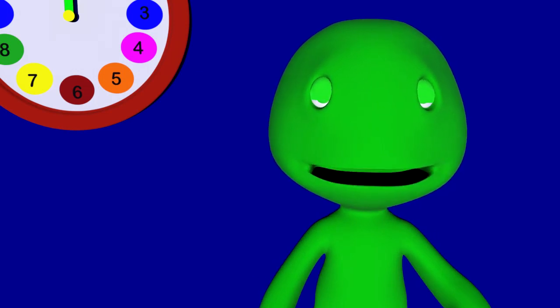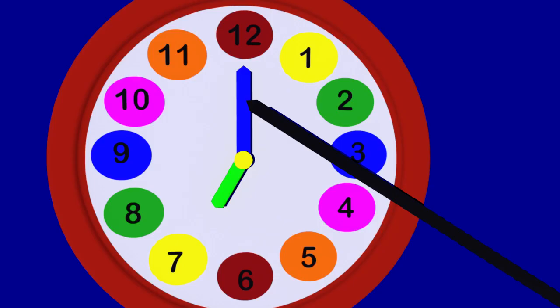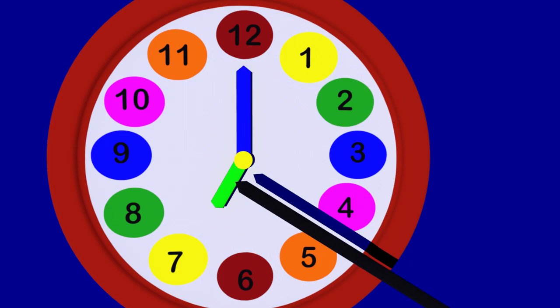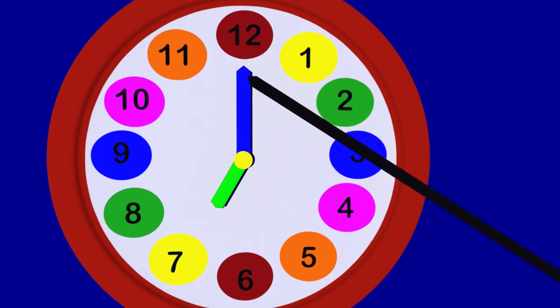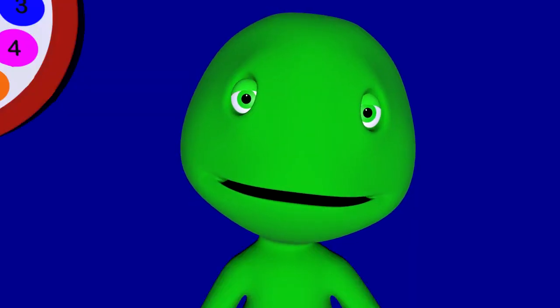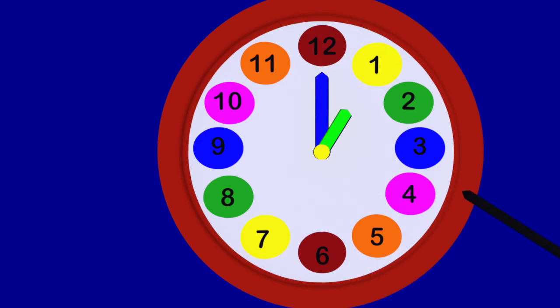Today we are going to learn the analog clock. This is the long hand, and this is the small hand. When the long hand points to 12, and the small hand points to one of the other numbers, then it is a full hour. Here we can see that it is 1 o'clock because the small hand points to the number 1 and the long hand points to the 12.